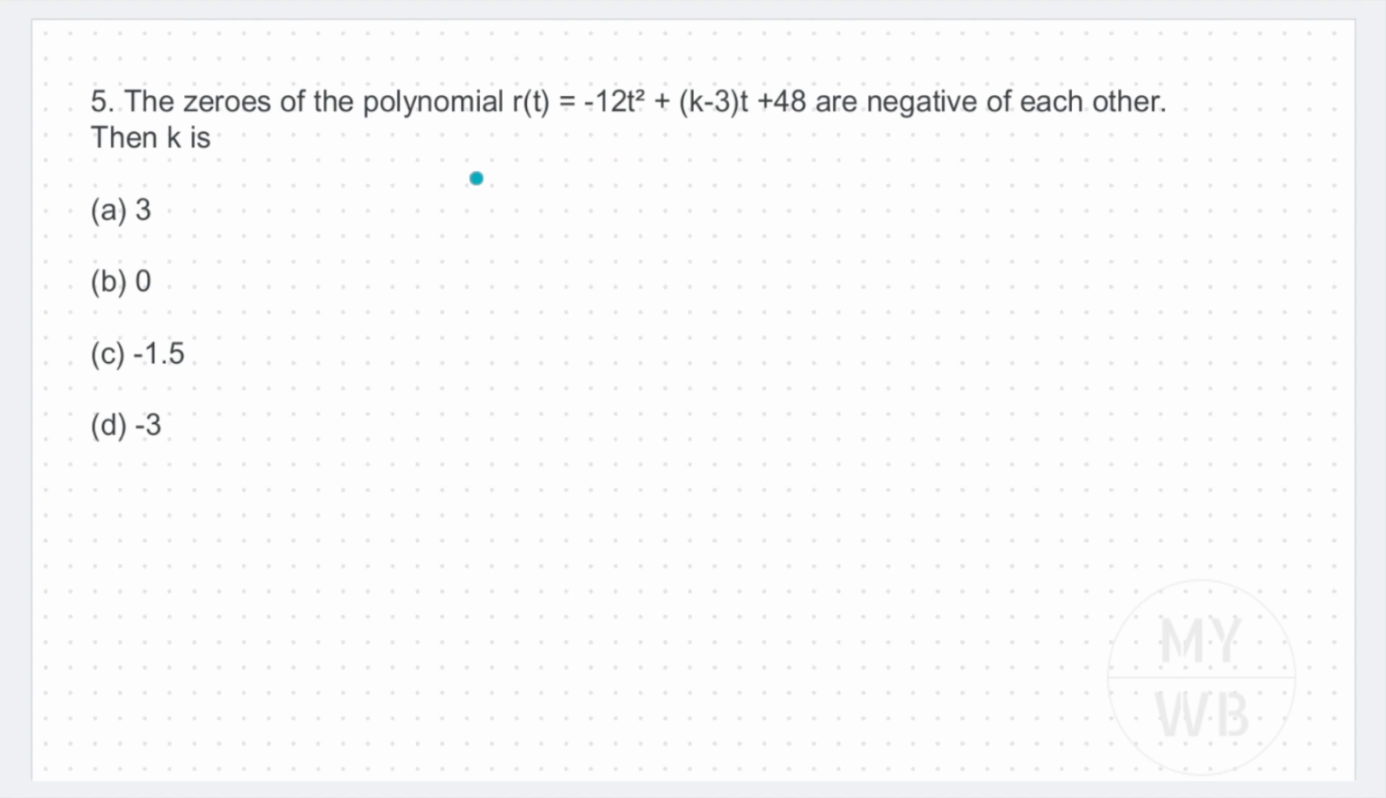It's given that the zeros are negative of each other. Normally we denote the zeros as alpha and beta. Since they are negative of each other, we can have alpha to be minus beta. One is equal to the negative of the other. Sum of the zeros alpha plus beta will be 0 because we know that alpha and beta are negative of each other. We also know that alpha plus beta is minus b by a.